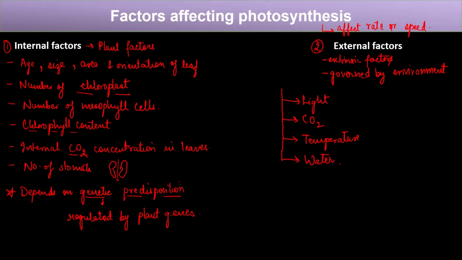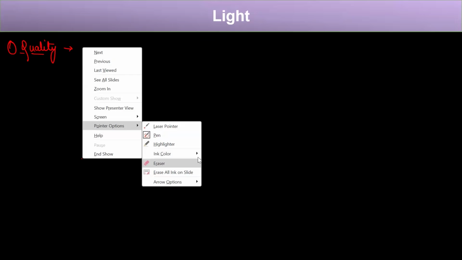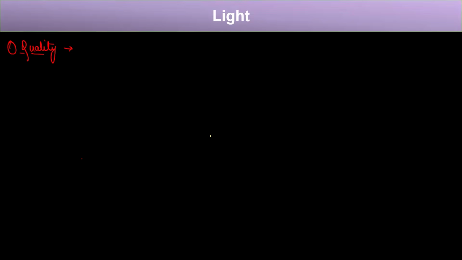Now, in the previous slide we saw that there are 4 external factors that are important and regulate photosynthesis. Now we'll see them one by one. The first factor is light. In light we have three parameters. The first parameter is the quality of the light. What do we mean by quality? Quality means what wavelength of light we are receiving. You can also say quality is wavelength of light.